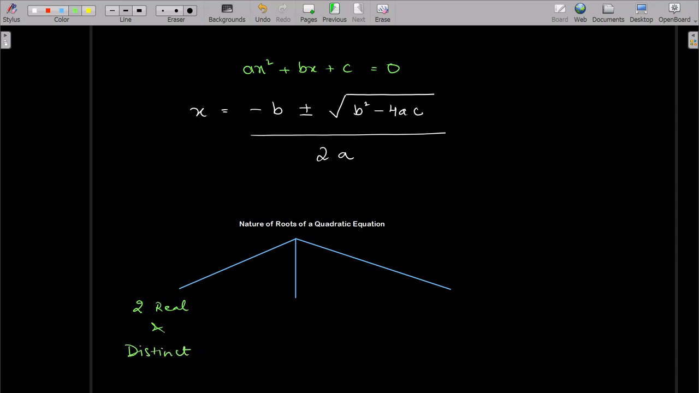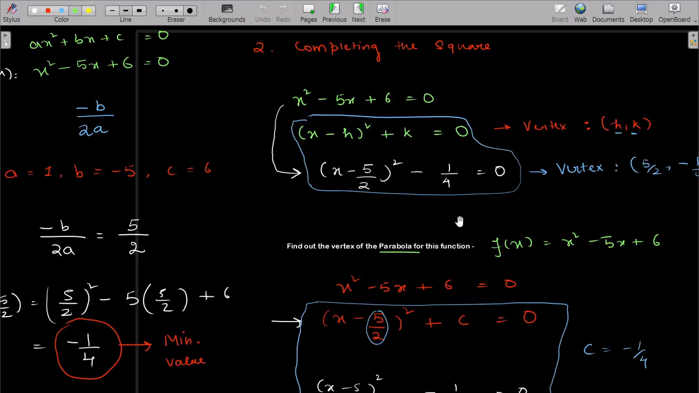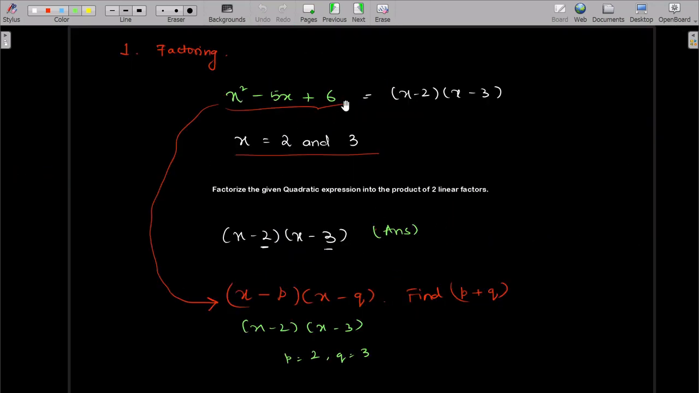For the equation that we just did, x square minus 5x plus 6 is equal to 0, we got the roots as 2 and 3. So both 2 and 3 are real numbers and they are distinct. That means 2 is not equal to 3. Both of them are distinct, right? So this was the case of two real and distinct roots.